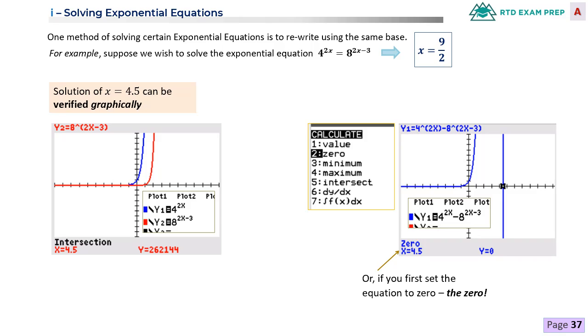Another option is to input y1 as 4 to the 2x minus 8 to the 2x minus 3. This is as though we have set up the initial equation to be equal to 0. In this case, rather than determining the point of intersection, we will find an x-intercept by calculating a 0 of the function.